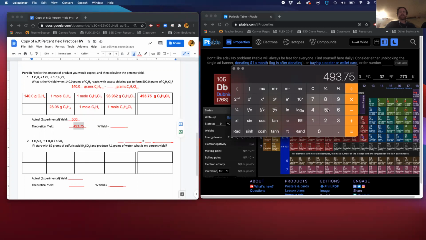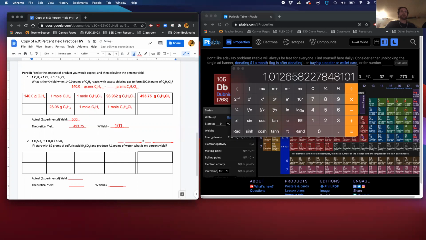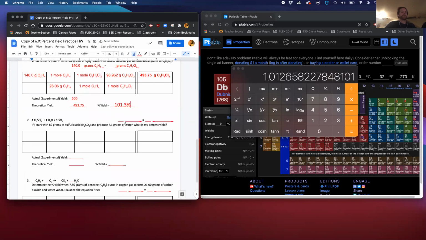and I divide it by 500, and I multiply it by 100 to turn it into a percentage, and I get, oops, I'm sorry, I did that incorrectly. Theoretically, I should have gotten 493.75, so it's actually 500 on top divided by 493.75, and I got 101.3%. Okay, cool. Let's go ahead and do this next one.